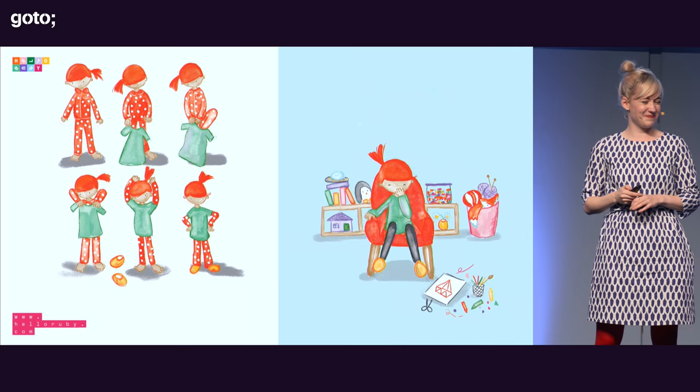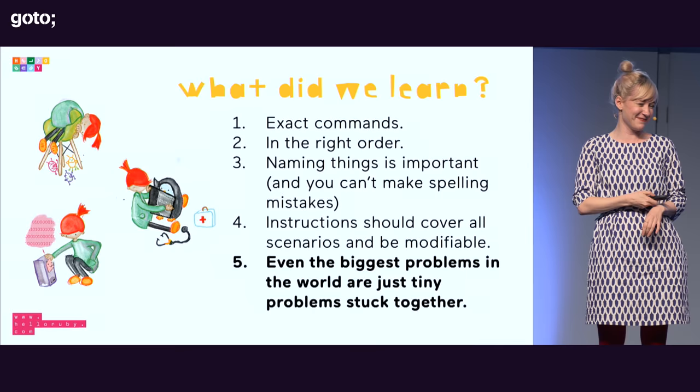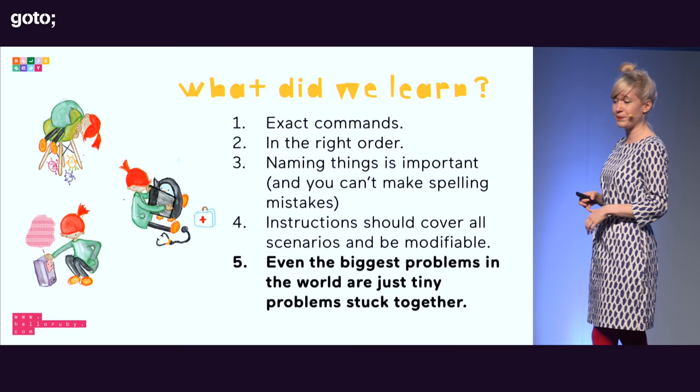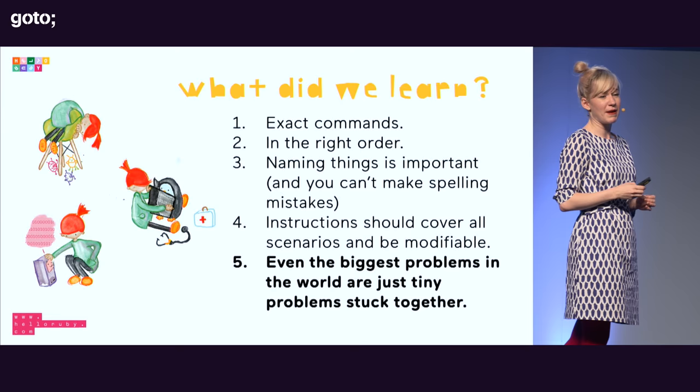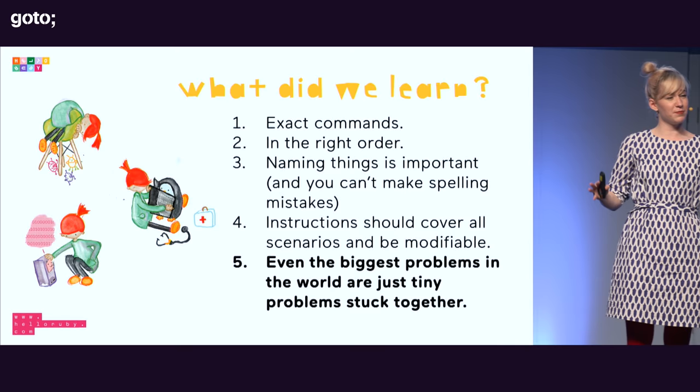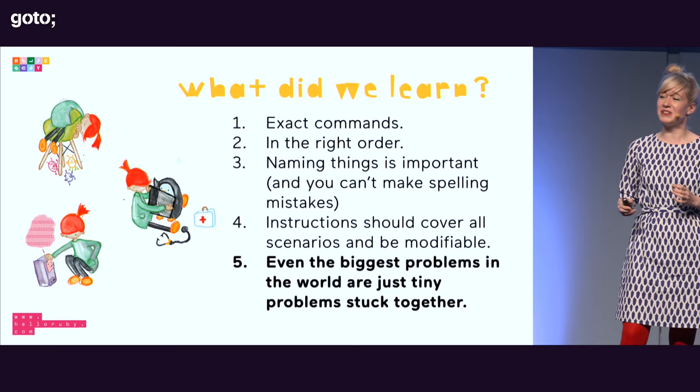And there's a chance that I'm raising a very obnoxious generation of kids. I apologize for that in advance, but I'm also teaching them something very profound about how to speak to a computer. Namely, you need to give very exact commands. Commands need to happen in the right order. Naming things is really important. And then the most important thing I want the kids to remember is the thing that computer scientists very naturally think, that even the biggest problems in the world are, in some ways, just tiny problems stuck together. And you can solve big problems by first taking them apart.